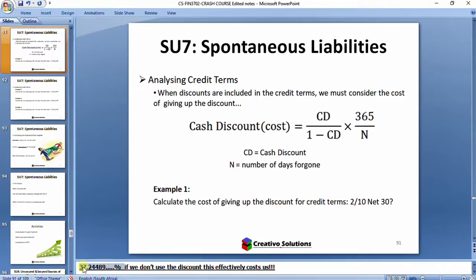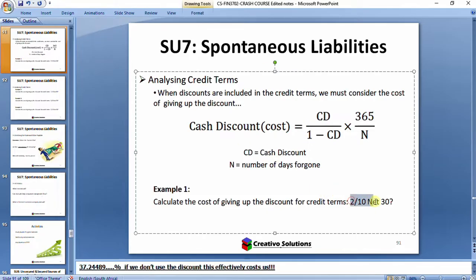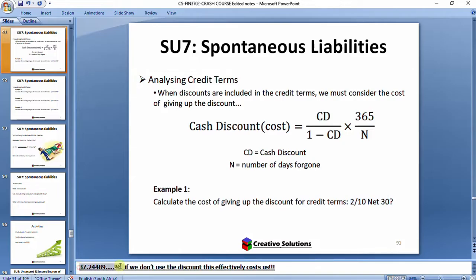And that cost is quite significant. Why? Because can you go get money cheaper than 37%? Probably. You might be able to take out a loan for 10%. So would you take out a loan at 10% to pay off this earlier? You would, because if you don't, it's going to cost you too much. Does it make sense? Yes. So that shows you that in this particular example, this 2% in 10 days, net 30, is very attractive. That's a good discount to make use of. If I don't use that discount, I'm foregoing a discount that's costing me a lot. Did you follow that point?